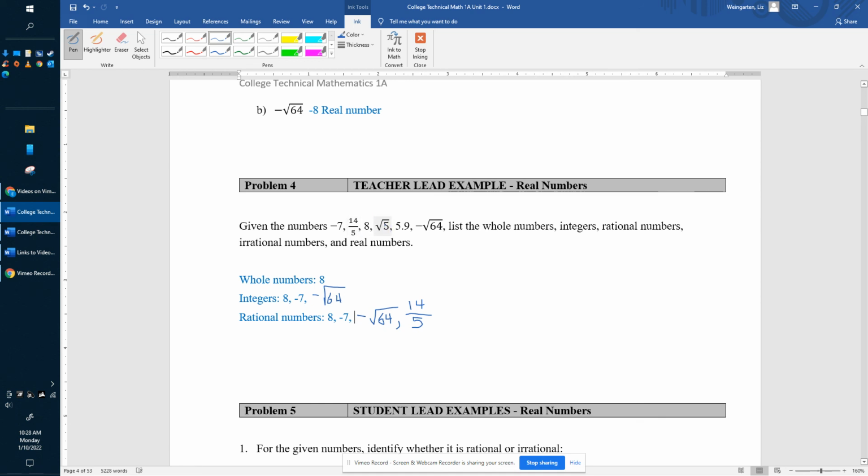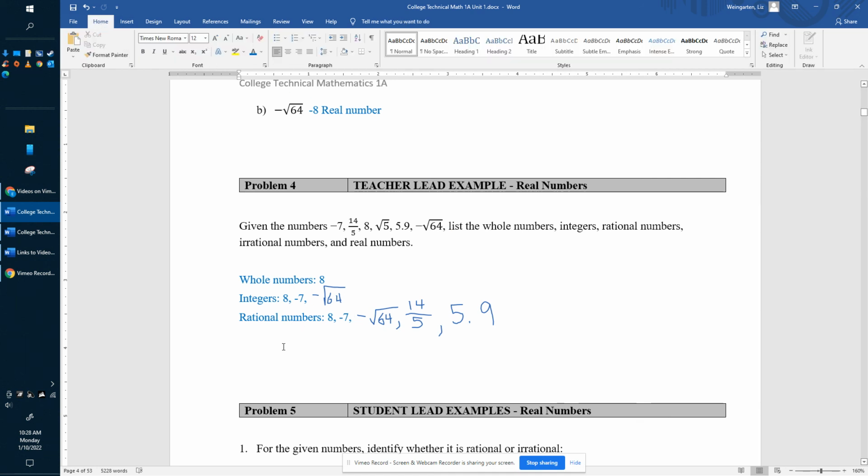Square root of 5 is going to be irrational, so we cannot include that one. 5.9 is a decimal, and that can be turned into a fraction, so we can add that guy. And I should clarify, it's a finite decimal, so that's why we're adding it. And then we already have negative square root of 64.